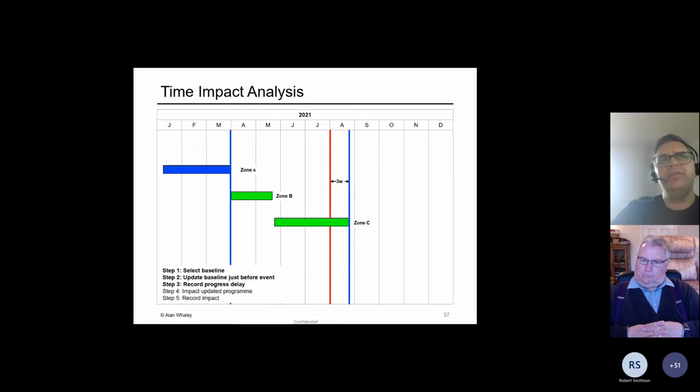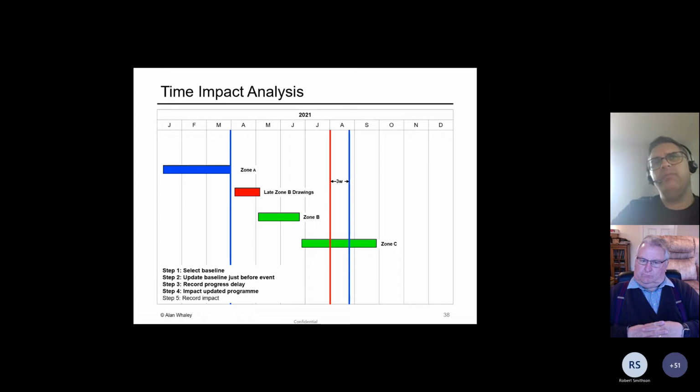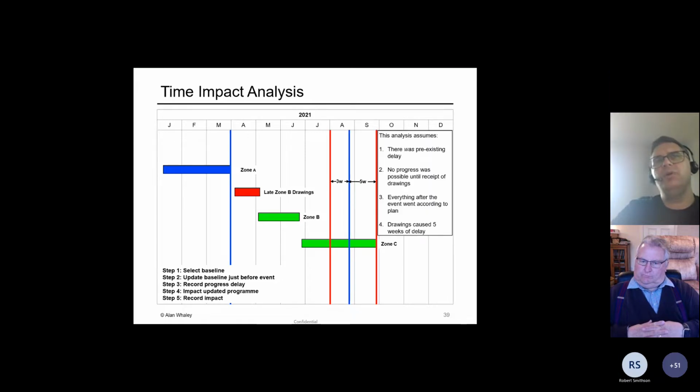We can then take this updated program and impact onto it, in this case, a design change, which led to some late drawings. And now we've impacted that event onto the program, we can see the program pokes out even more. We can measure that further effect, which in this case is 5 weeks.